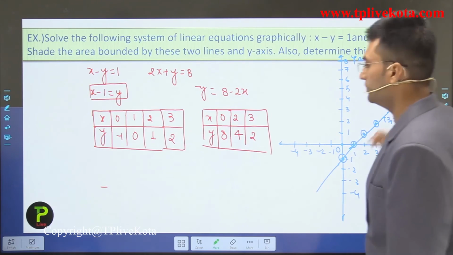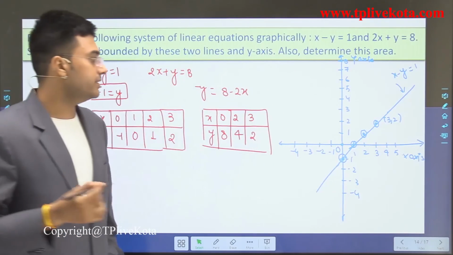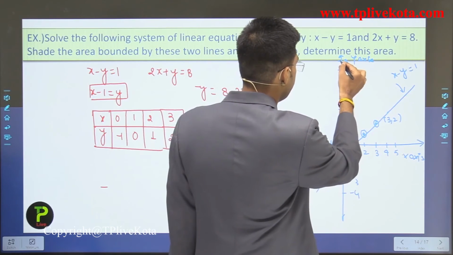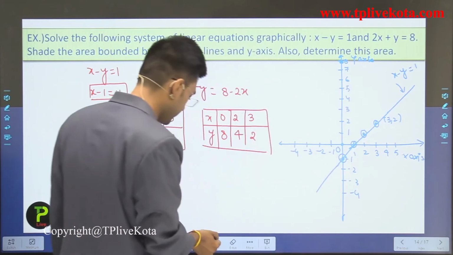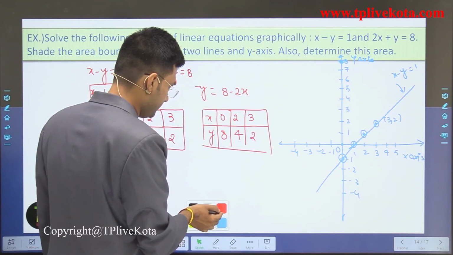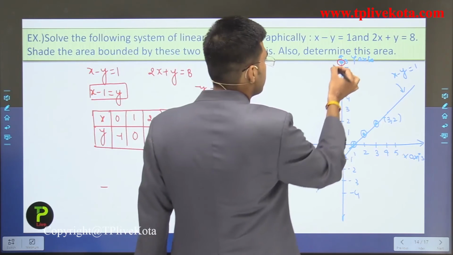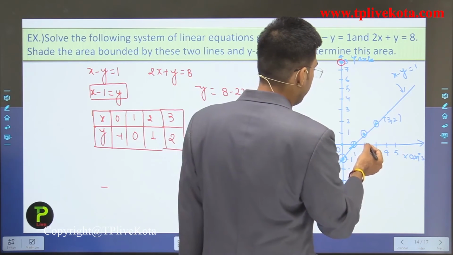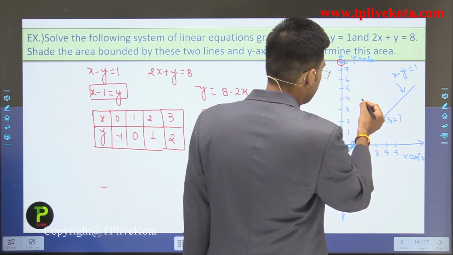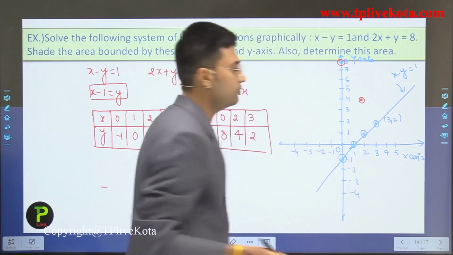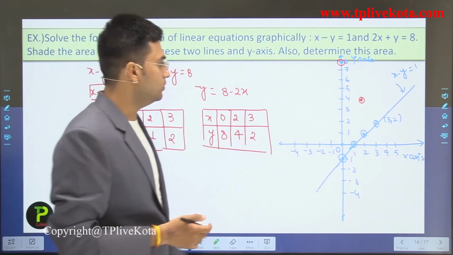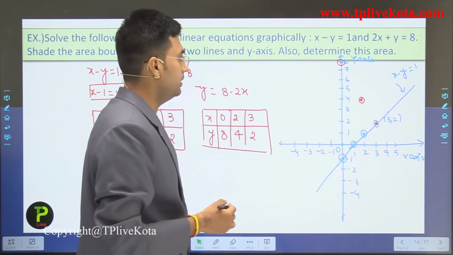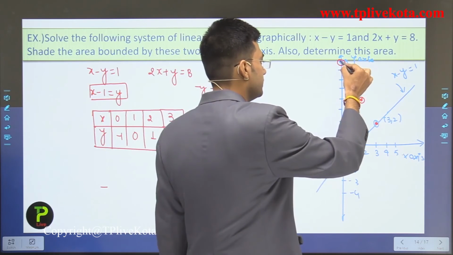Okay. Now the next is 0 comma 8. At the y-axis, y is 8. Second is 2 comma 4. X is equal to 2, y is equal to 4. Now 3 comma 2. Now let's join these 3 points.